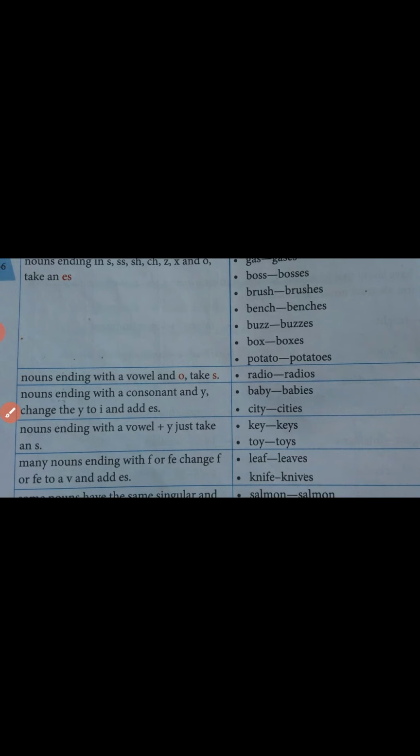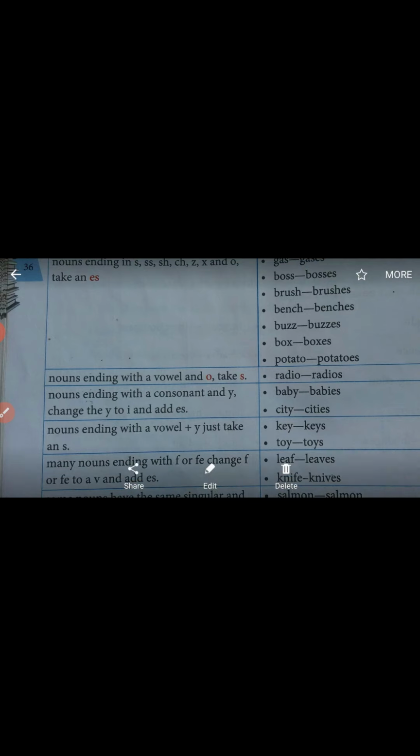See, very next: the noun ending with a vowel before o takes s. There are some exceptional cases. Here you can see, o.